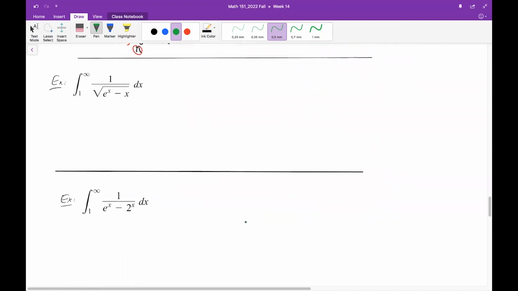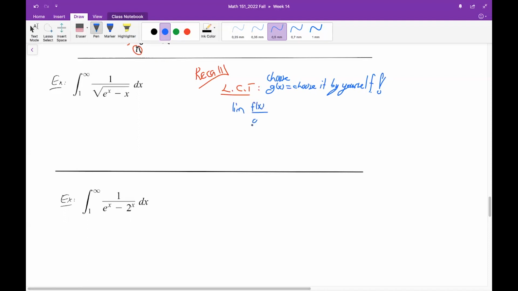So let me continue with the next example then. In this example, we will be using the limit comparison test. So let me remind you of the statement of it. Recall the limit comparison test. To be able to apply the limit comparison test, you need to choose some other function, okay? You need to choose it by yourself. I will explain how to choose it in the example. After choosing this function, then you will look at the limit of the ratio of these two functions, right?